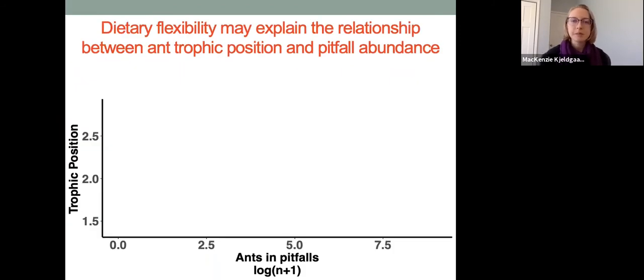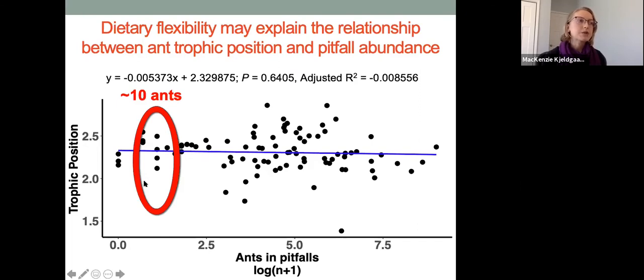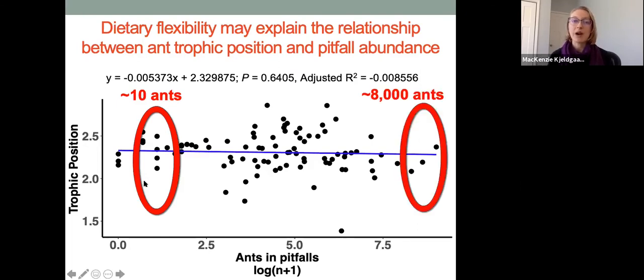And this dietary flexibility may help explain the relationship that I found between ant trophic position and their pitfall trap abundance. So this is the log transformed number of ants in pitfall traps, and then their trophic position here on the y-axis. When I fill in the data here, we see no significant correlation between these two variables. This ranges from about 10 ants within a pitfall trap going all the way up to about 8,000 ants within a pitfall trap. So I think that, really by feeding flexibly, these ants are able to have this variety of different densities.